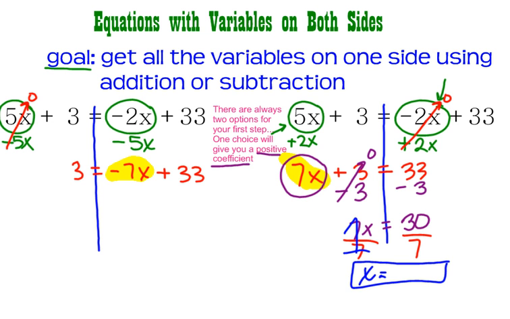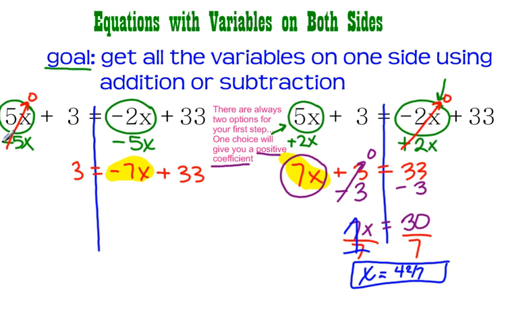7 goes into 30 4 times. 7 times 4 is 28, which means I've got 2 left. My answer is 4 and 2/7. Let's go ahead and look at what would have happened if I would have solved the other equation. I want to prove that there isn't a right way or a wrong way. There's just maybe a little bit easier way.